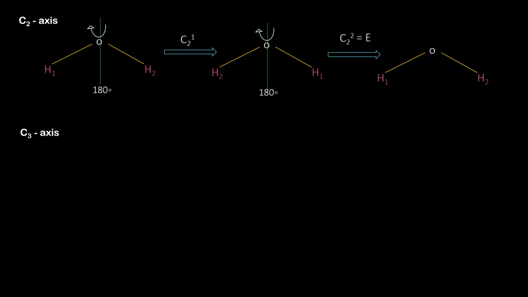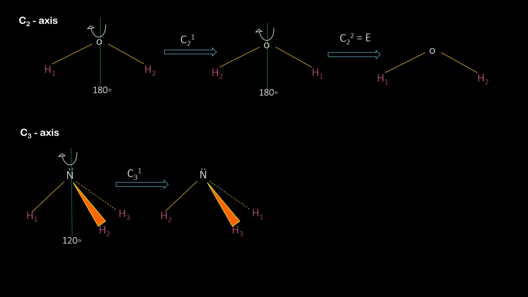C3 axis. Here the value of n is equal to 3, so we have to rotate the molecule by 120 degrees. Let's take the example of the ammonia molecule. The structure of ammonia is pyramidal. Three equivalent hydrogen atoms are labeled as 1, 2, 3. In the first orientation, draw a line which passes through the center of the object, which will give another orientation by applying rotation C3 raised to 1.